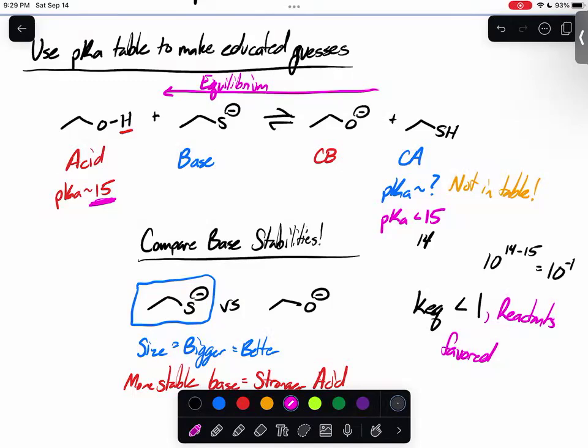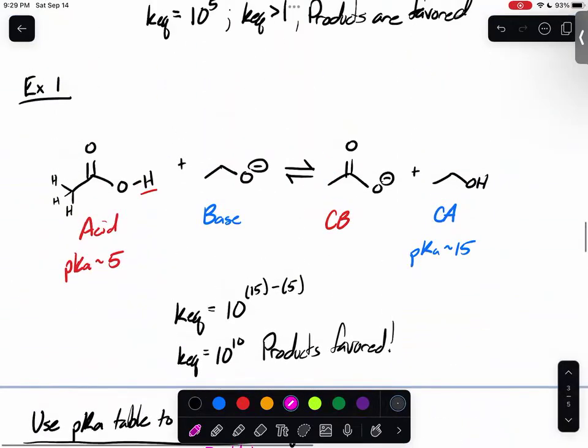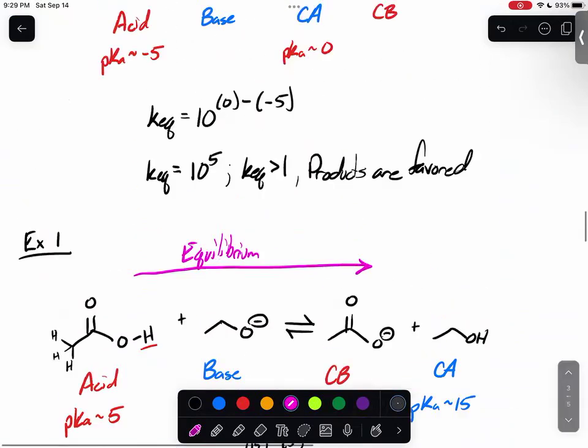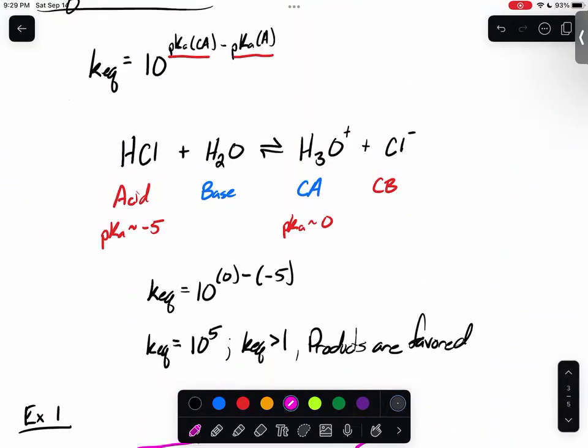Looking up here, the same trend holds, right? The stronger acid in this pair was the carboxylic acid, and the equilibrium pointed away from it. It was a product favored equilibrium. Same thing up here, right? HCl is a stronger acid than H3O plus, and our equilibrium pointed away from it. So even if you don't know exact values, you can tell which direction the equilibrium is pointing based on which side is going to be more stable, which is always pointing away from the stronger, unstable acid.